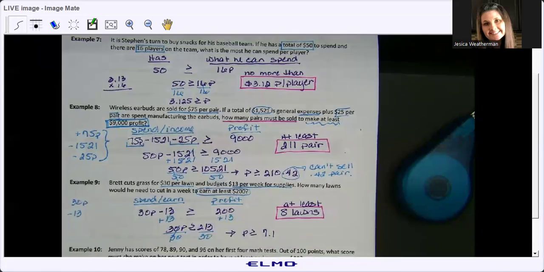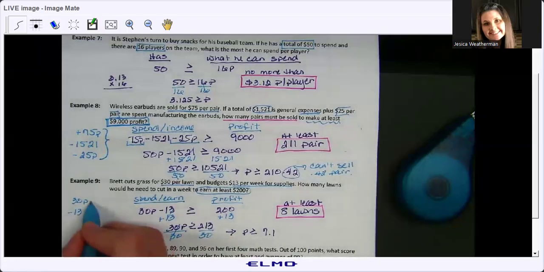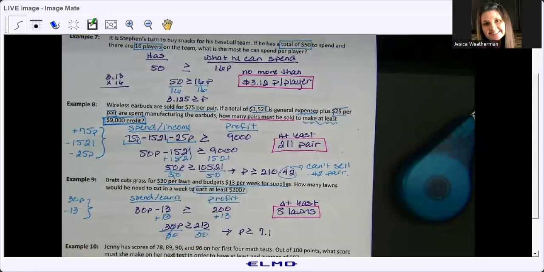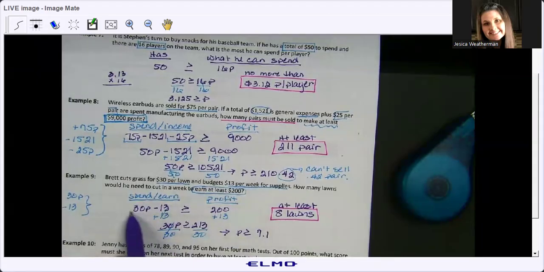Now, if they were saying they wanted to know how much you would earn in a month, then you would have negative 13p as well, but that's not what they're asking. So for this one, I have this on their spending and earnings side. Their profit has to be at least 200. It can be 200. So what they spend and earn together must be greater than or equal to the 200.